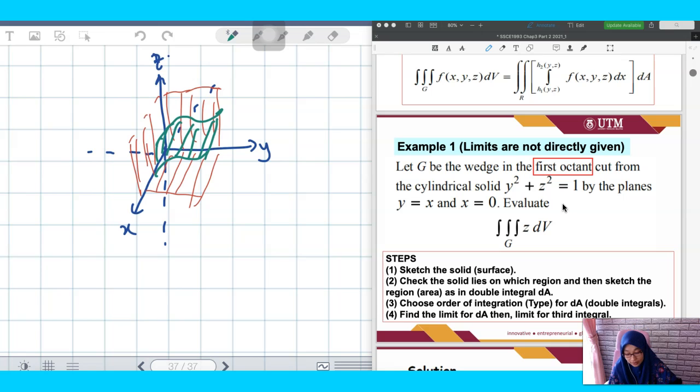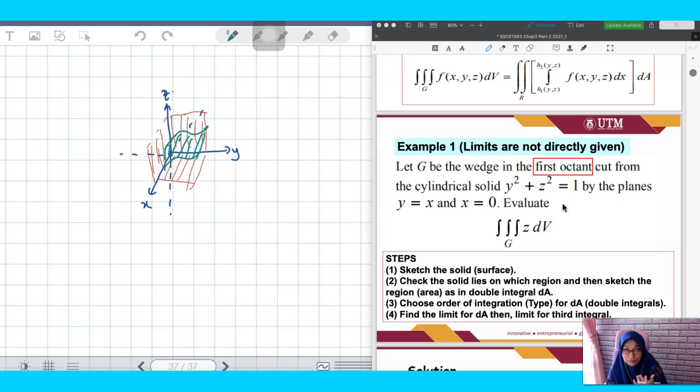So now, in order for us to know exactly what is the wedge, what is the solid that we have, you have to sketch the surfaces. How many surfaces do we have here? We have the surface y squared plus z squared equal to 1. This is a cylinder, and you have the planes. So you've got 3 surfaces here.